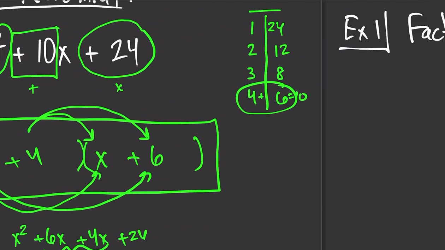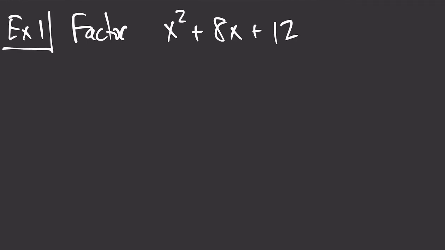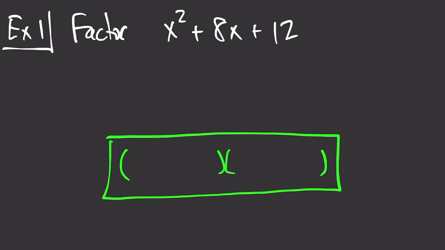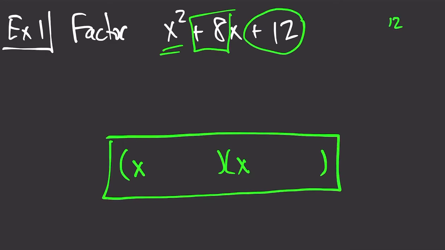All right, let's try some examples. I want to factor x squared plus 8x plus 12. So like I said, I like to come up with the outline for my answer. I know I have two sets of parentheses. It's going to be two binomials, and I just need to take a look at what multiplies to x squared. Well, it's going to be x times x. So I usually like to get that out of the way. So now I need two numbers that multiply to 12 and add to 8.